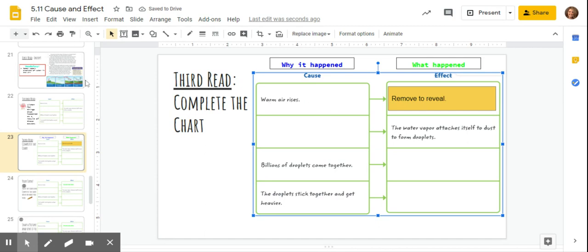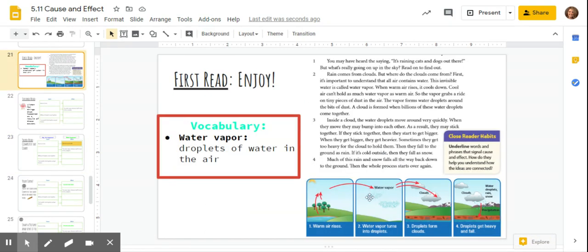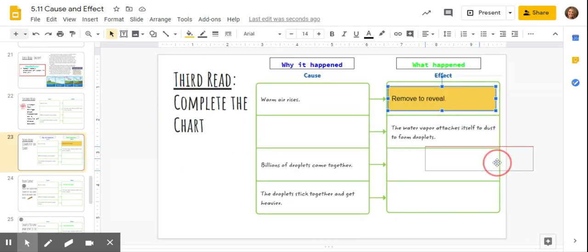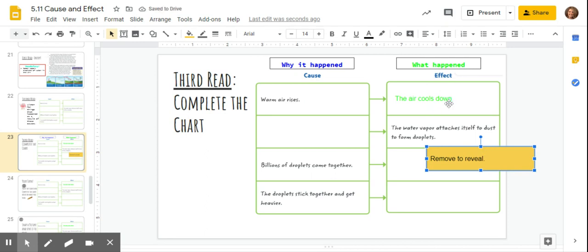It says warm air rises. Well, when I look in my text, I'm looking for, what happens when warm air rises? If I go up to my text, I notice right here is where it talks about warm air rising. It says when warm air rises, now I'm asking myself, what happens? It says it cools down. So on my chart, what I would put in that section right there is the air cools down, because that's what happened when it rises.